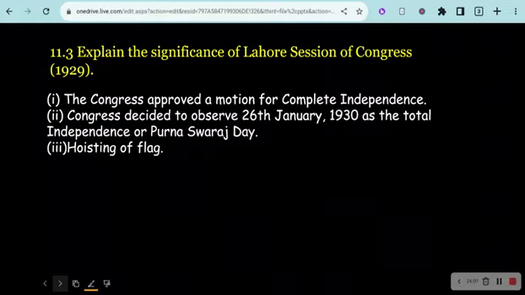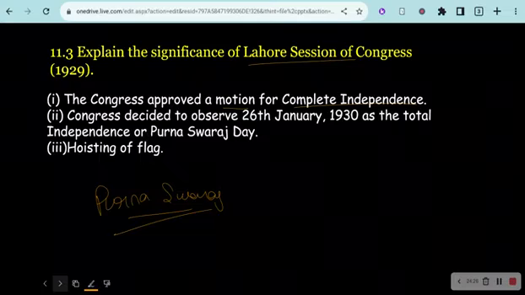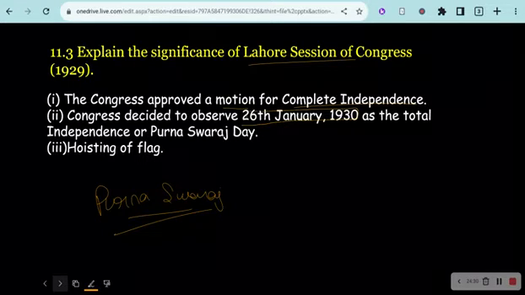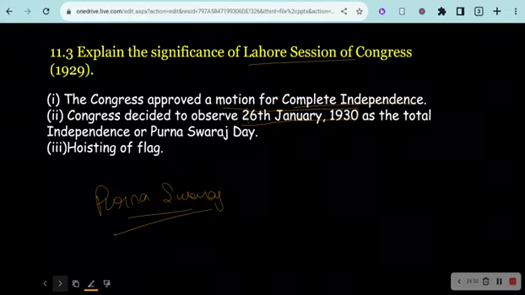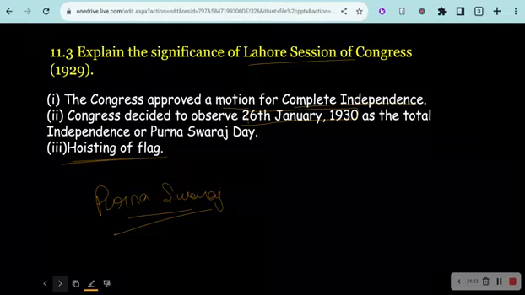Next, explain the significance of the Lahore session of Congress in 1929. What was the importance? In the Lahore session, Congress approved a motion for complete independence called Purna Swaraj. Correct? Complete independence is Purna Swaraj. For that, it had allowed a motion. Congress decided to observe 26 January 1930 as the total independence or Purna Swaraj Day. Okay? And flag hoisting would be done. So that was discussed in the Lahore session.